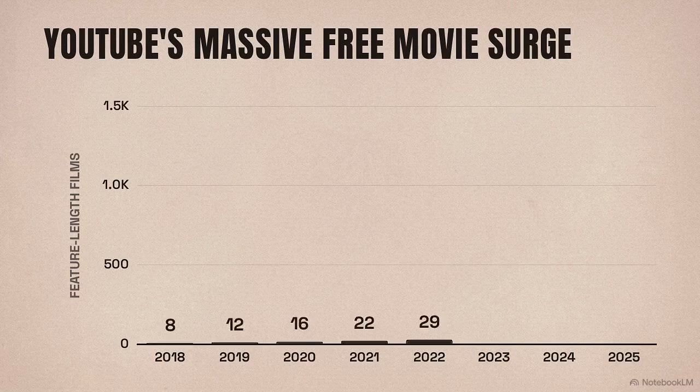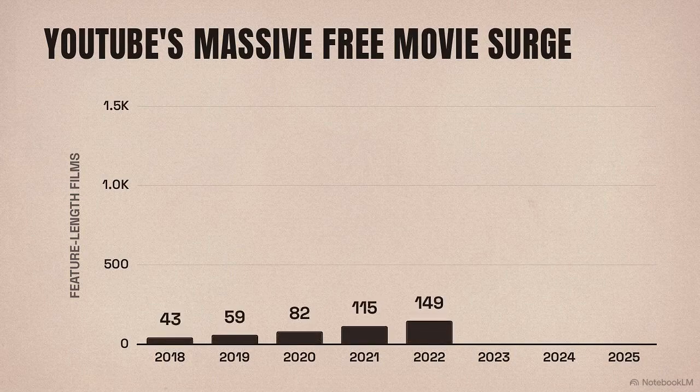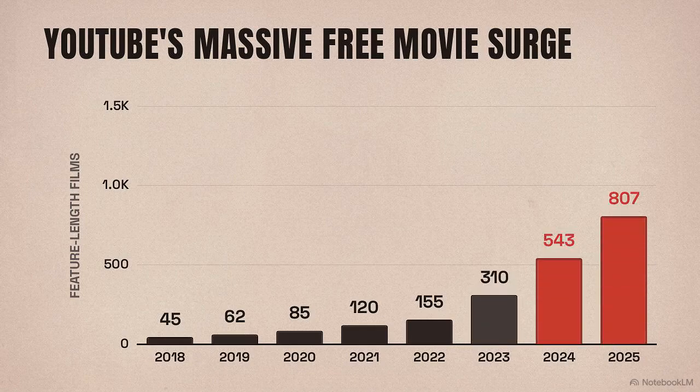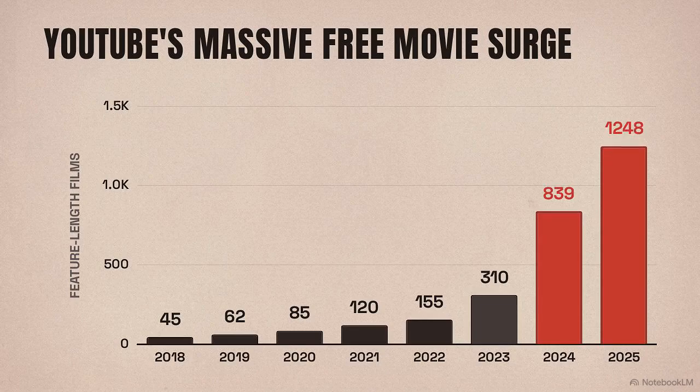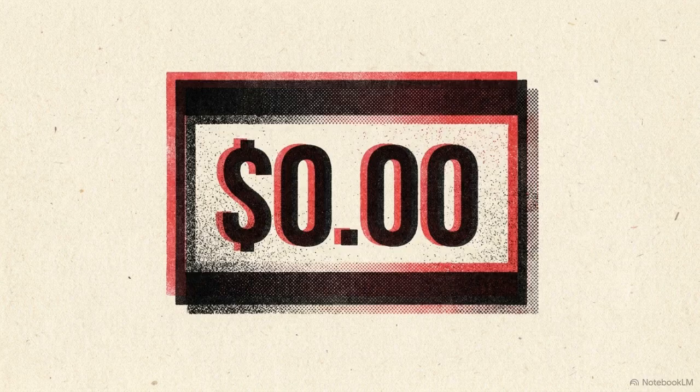This chart shows the recent growth of YouTube's free with ads movie catalog. In the last few years, the platform has quietly added hundreds of feature films, creating a massive, exponentially growing archive of legally free cinema right under our noses. But a $0 price tag comes with a hidden cost.